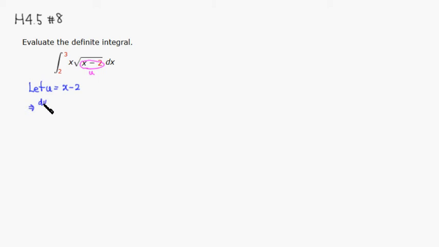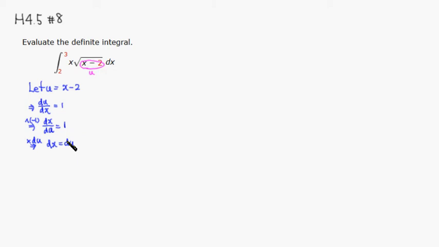Take the derivative of u with respect to x: the derivative of x is 1, the derivative of negative 2 is 0. Then take the reciprocal of both sides. You get dx over du is still 1. Then multiply both sides by du, so we get dx is equal to du.